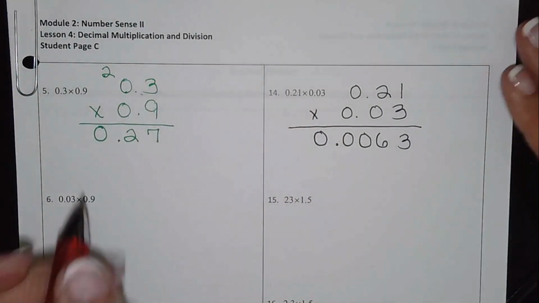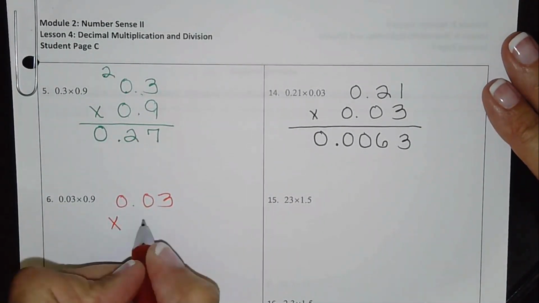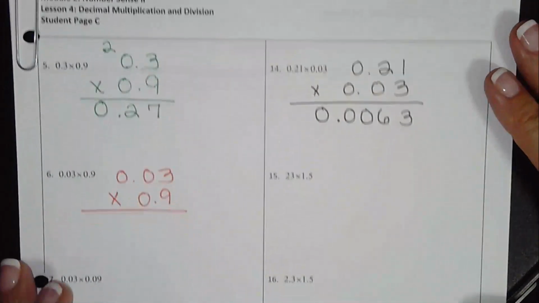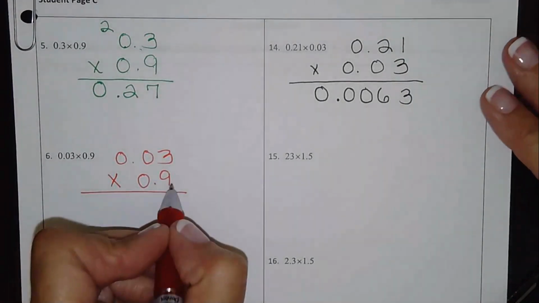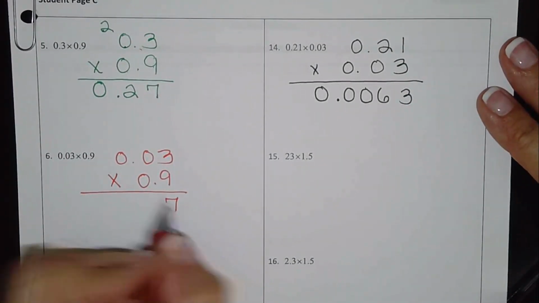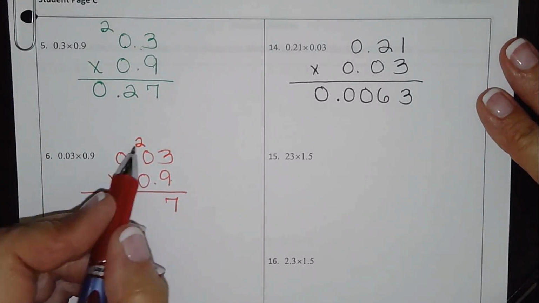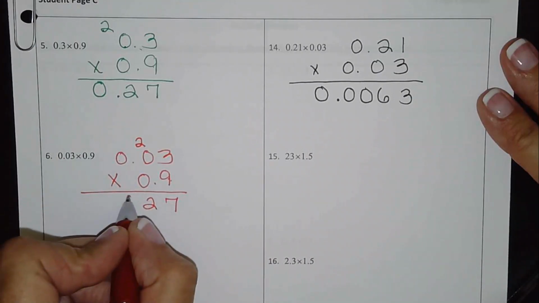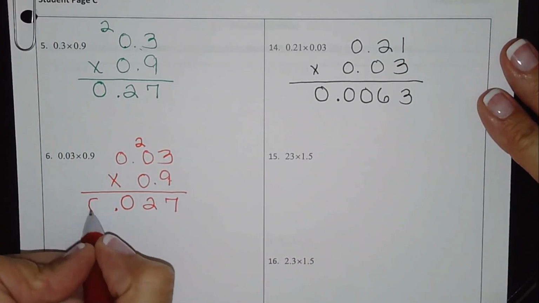Okay, next we have 0.03 times 0.9. This answer is going to have 3 decimal places, 2 plus 1. 9 times 3 is 27. Carry our 2. 9 times 0 is 0. Plus 2 is 2. 9 times 0 is 0. 1, 2, 3 decimals. So just put your 0 in front.